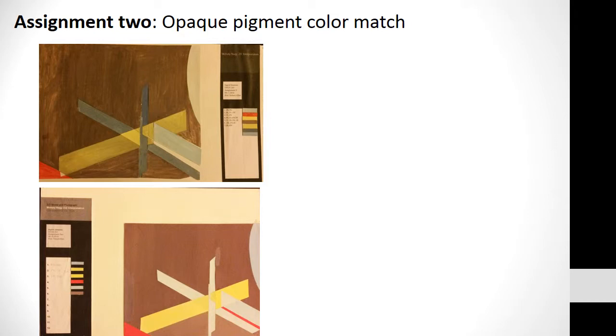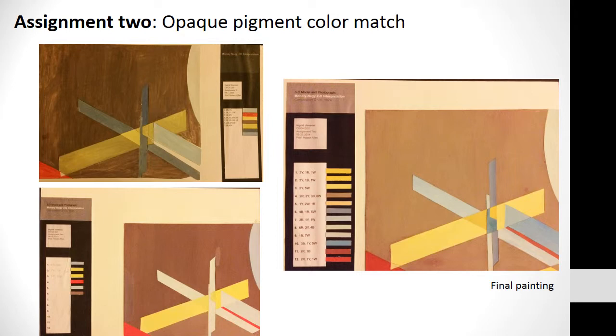The first photo on your top left would be my first try. The one on the bottom left would be my second try. And the photo on the right would be my final painting. On the next slide, you will see the process it took me to get to my final painting.